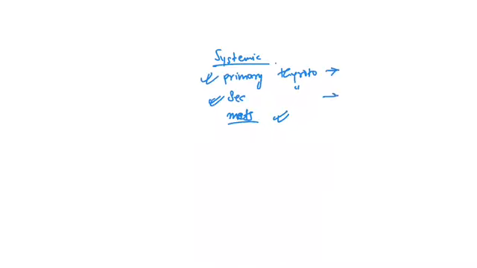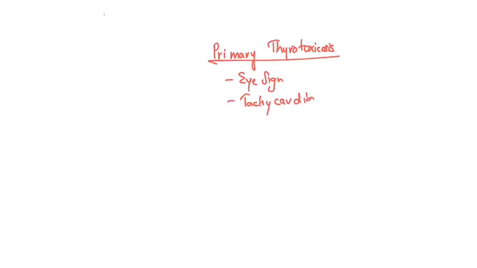So let's see what are the symptoms that pertain to primary thyrotoxicosis. Here you will be getting certain eye signs: tachycardia, tremor, moist skin, and thyroid bruit.